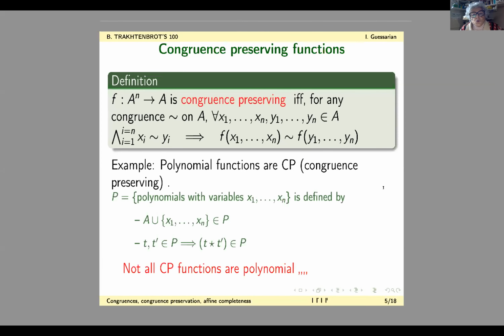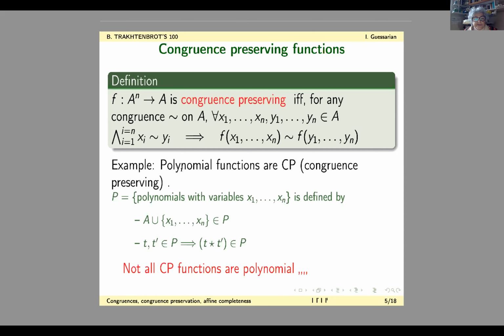Now for congruence preserving functions. A function is congruence preserving if and only if for any congruence on A, for any two n-tuples of x's and y's, which are pairwise equivalent, their images by f, f of x1, ..., xn and f of y1, ..., yn, are also equivalent. So which functions are congruence preserving?